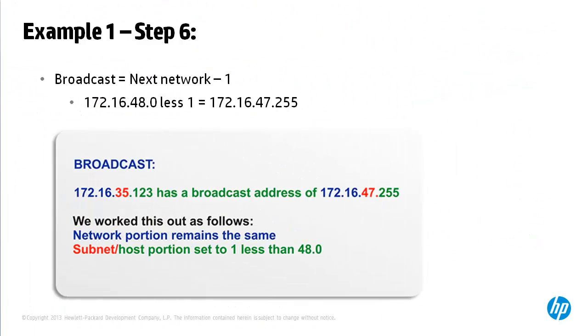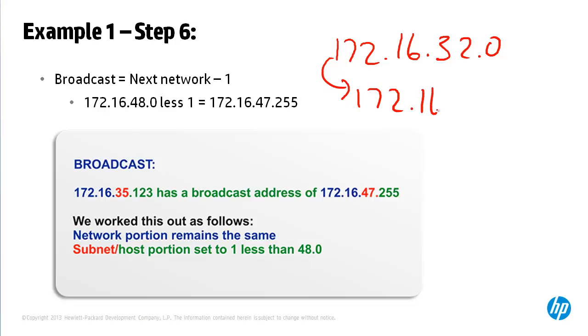To work out the broadcast address for our host, take the next network that we worked out less 1. So we worked out that our network is 172.16.32.0. We worked out that the next network is 172.16.48.0. So 172.16.48.0 less 1 gives you 172.16.47.255.